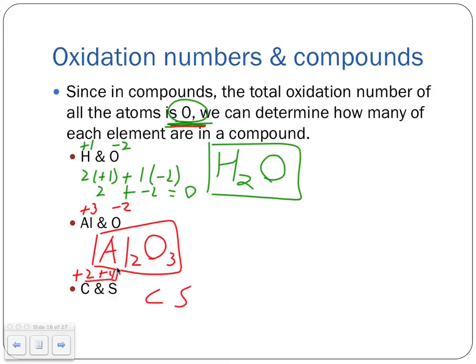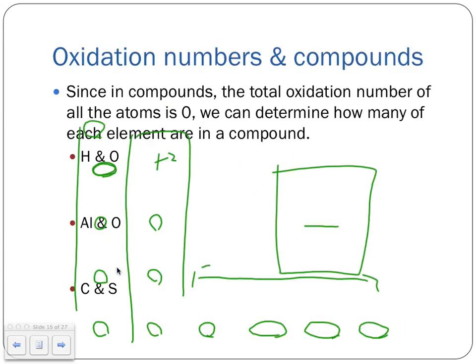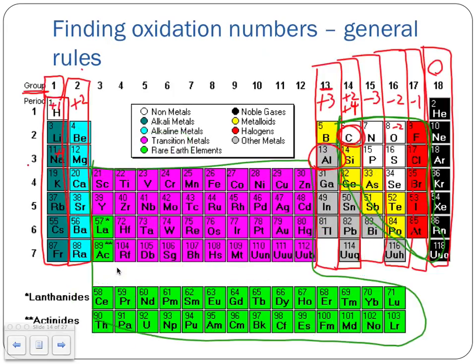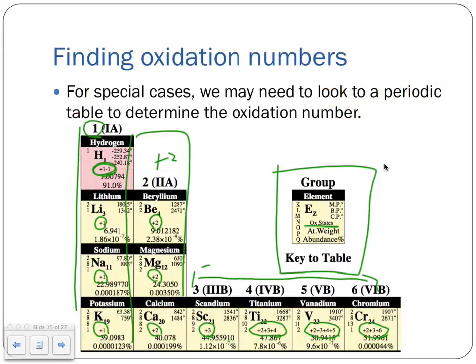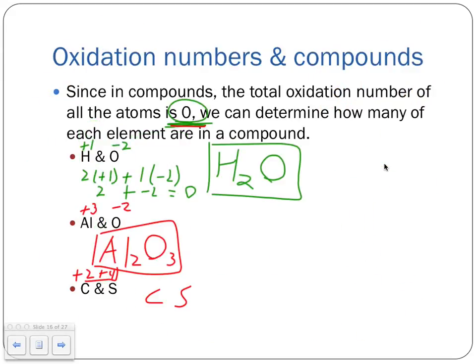Now sulfur, on the other hand, is going to be in, let's see, sulfur is right here. That's in group 16. It's -2 is going to be its oxidation number, so -2 for that one. And so there are 2 possibilities for this compound. So it's not just one possible compound you could have of carbon and sulfur.